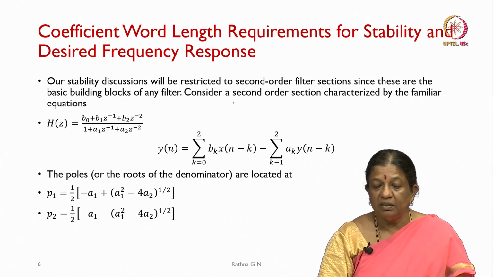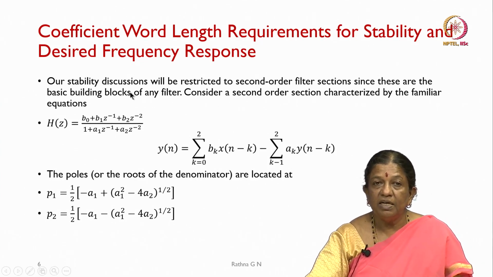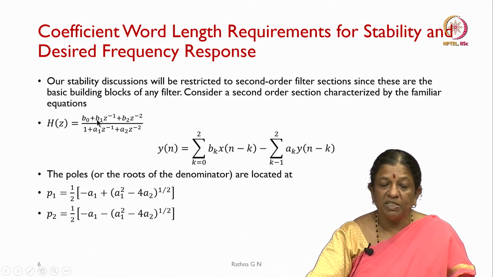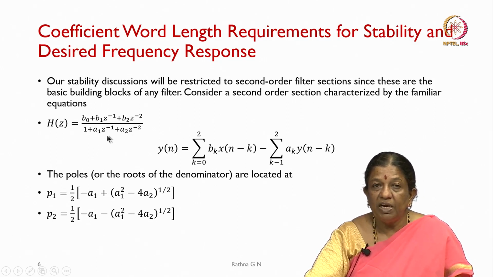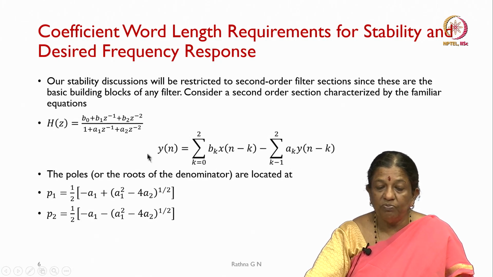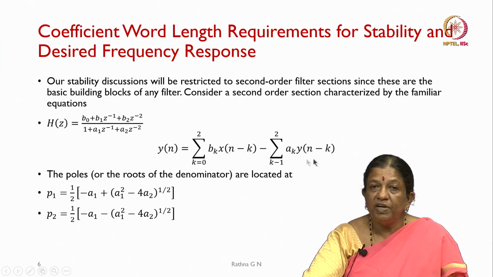And consider our second order section characterized by the familiar equation that you are seeing here, that is H of z is given by b naught plus b 1 z minus 1 plus b 2 z minus 2, which represents our zeros, divided by 1 plus a 1 z minus 1 plus a 2 z minus 2. So, a 1 and a 2 are our pole positions. In the equation, y of n is sum over k equal to 0 to 2 of b k into x of n minus k, this is our zero representation, minus the pole part. This is the feed forward section and this is the feedback section.